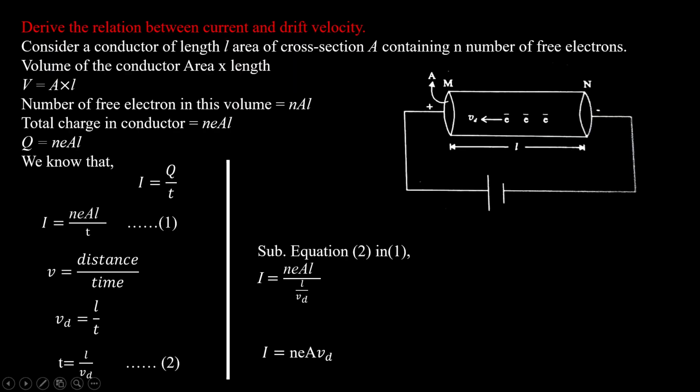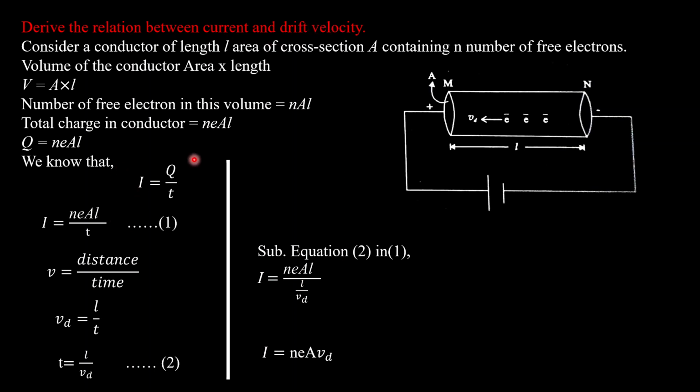Today we are going to derive an important equation from the chapter current electricity. We're going to derive the relation between current and drift velocity. So now we have two terms, current and drift velocity. We need to know the basic formula for current and velocity. Okay, so what is that?